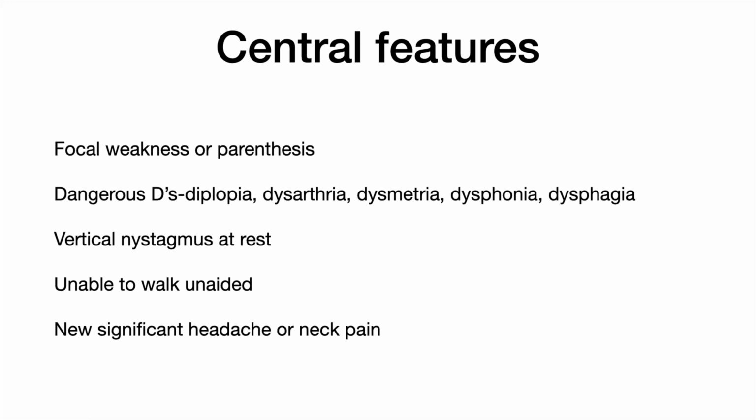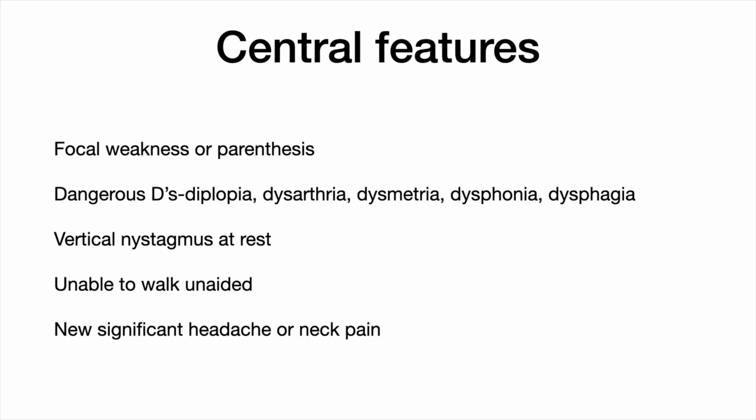And the last two central features: if your patient normally walks without any problem and now can't walk unassisted, that's concerning for a stroke. And lastly, a new significant headache or neck pain. This would make you think about a cerebellar hemorrhage or vertebral artery dissection. Patients with non-dangerous causes of vertigo have no business having any of these central features, either at the time you're seeing them or if they report that they had any of these features earlier in their dizzy spell.